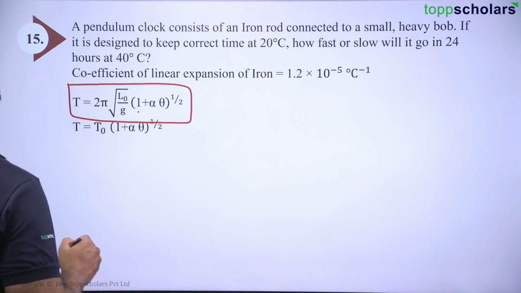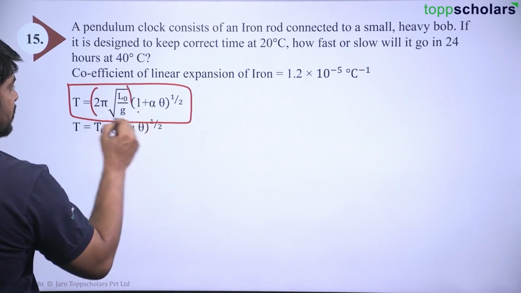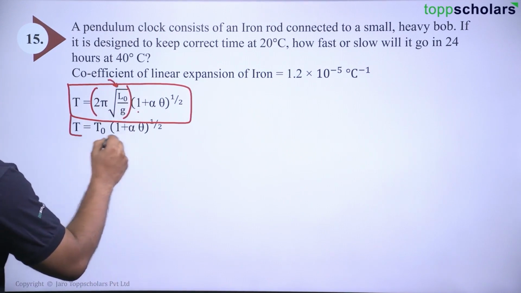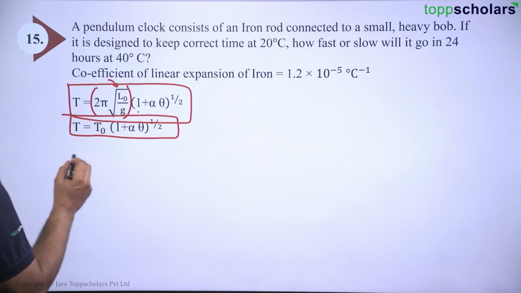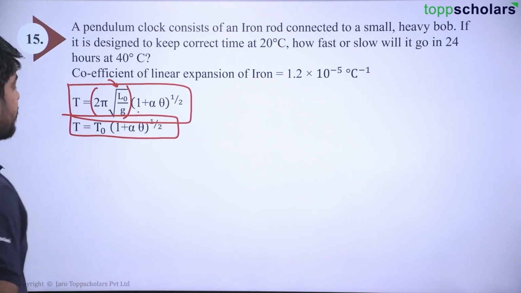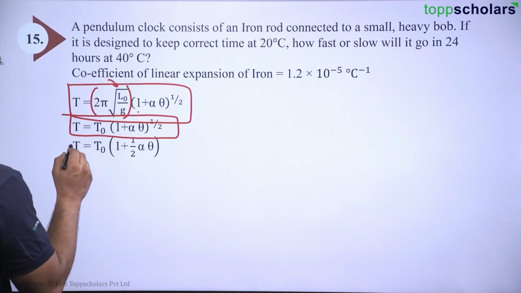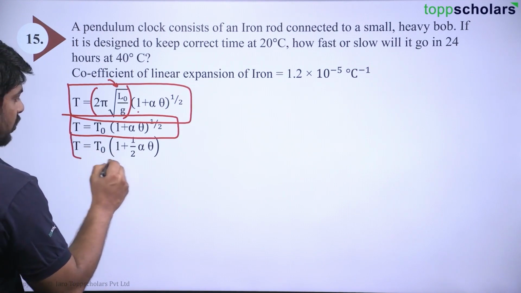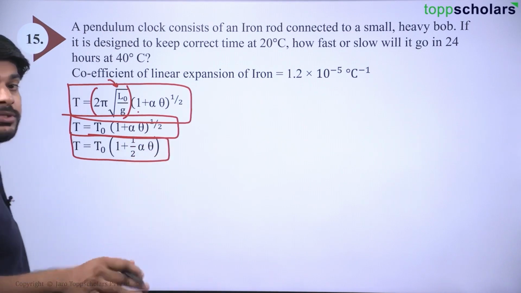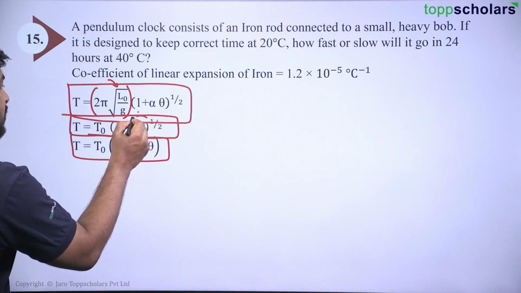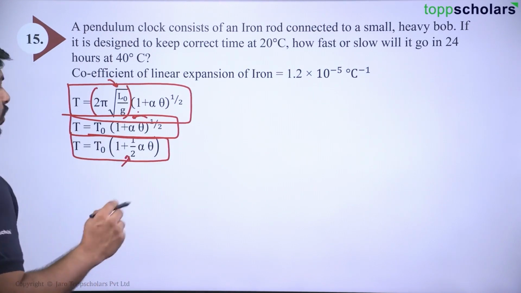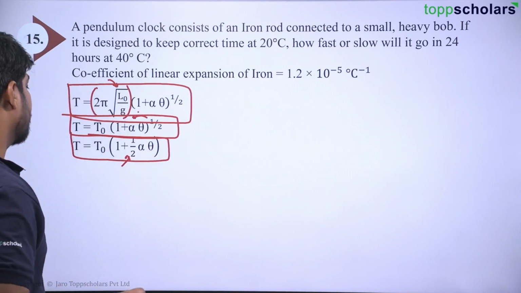Okay, now over here this term is nothing but T naught, because we have L naught, the initial length. So this is T naught, isn't it? So therefore we have got a formula: T is equal to T naught (1 plus alpha theta) raised to 1 half. What we have used is the binomial theorem and the series expansion. So 1 half will come in here, and T is equal to T naught (1 plus 1 half alpha theta).